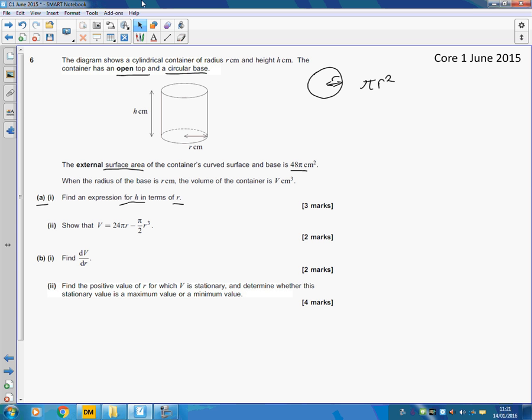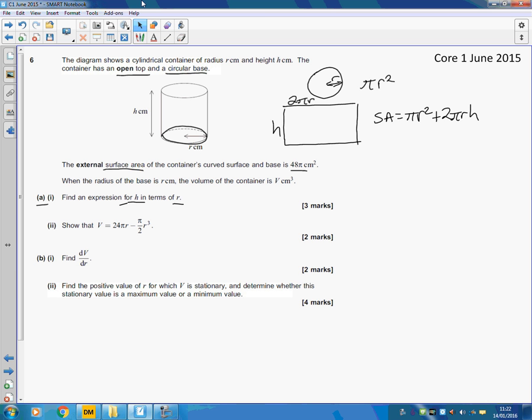Then we've got the bit around the outside. Now if you imagine that if we made a cut in it and stretched it out, that would be a rectangle. It would have height h, and the width would be the same as the circumference of a circle. Now the circumference of the circle is pi times the diameter, which is the same as 2 pi r, as the diameter is 2 times the radius. That means the surface area is pi r squared plus 2 pi r times h.